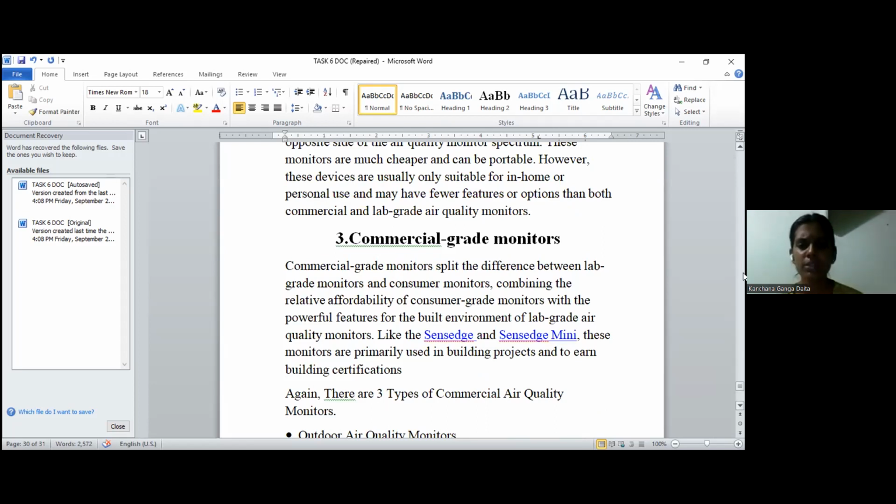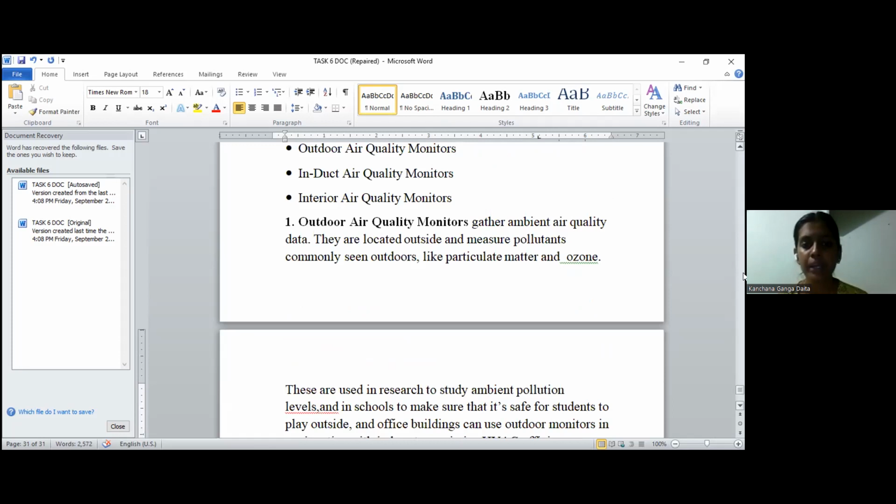It can be used by small researchers or any hospital or small-scale industry applications. This has two versions, Sensors and Sensors Mini. These are the primary use for building projects or for providing certifications. Again, these are classified into three types: outdoor, indoor, and interior.